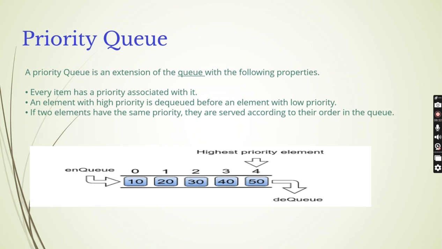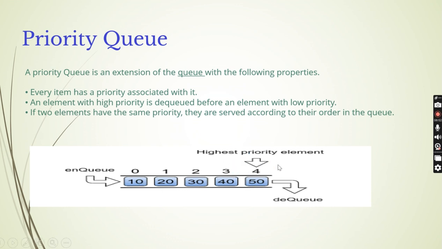Priority queue is an extension of the queue. Every element has a priority associated with it. An element with high priority is dequeued before an element with low priority. If two elements have the same priority, they are served according to their order in the queue.